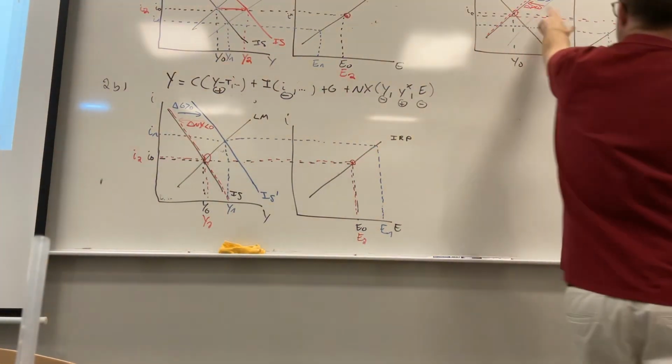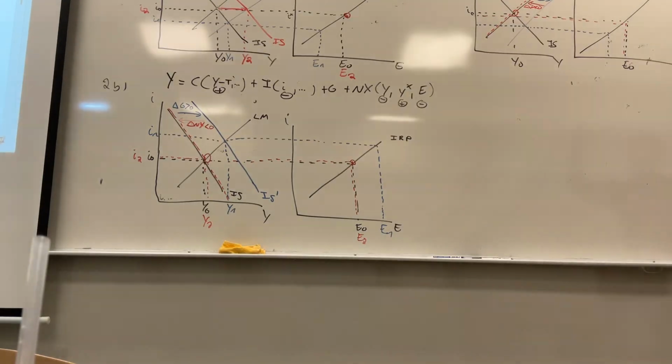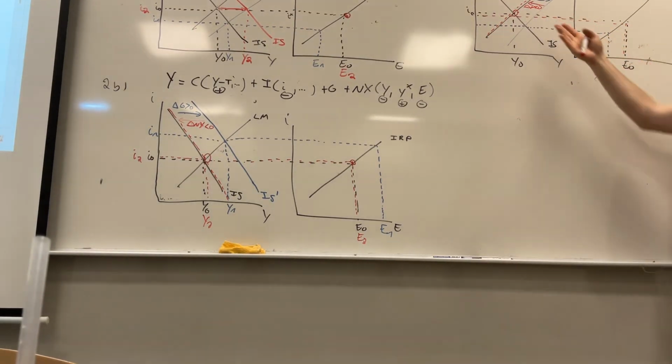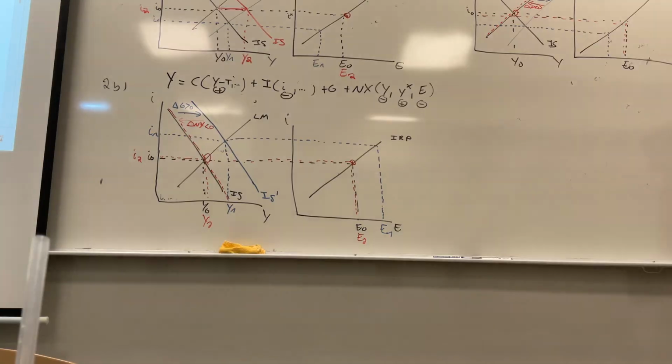And here, this is what we see. We cannot conduct an independent monetary action, like increasing the money supply, and keep the nominal interest rate and the exchange rate constant at the same time. So we've lost our ability to engage in expansionary monetary policy when we maintain a fixed exchange rate.